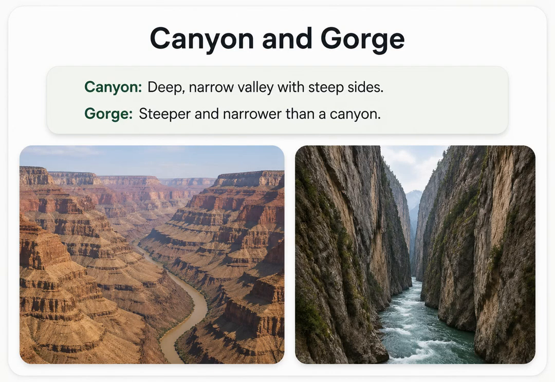At the largest scale of these water-carved channels, we find canyons and gorges. A canyon is a massive, deep, narrow valley with very steep sides, carved over long periods. A gorge is very similar to a canyon, but the key difference is that a gorge is almost always steeper and narrower, often with nearly vertical walls plunging straight down to a river.